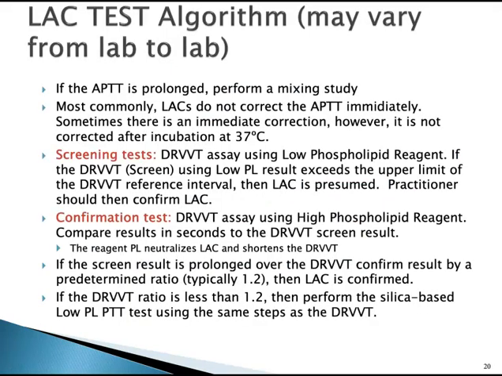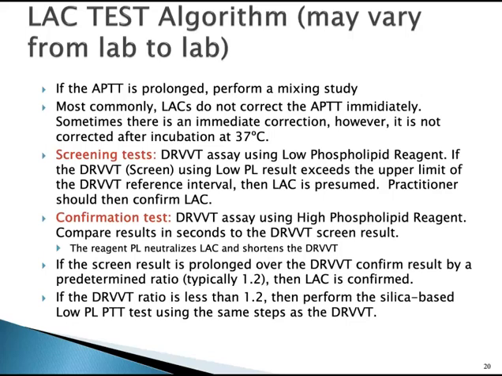So here is the lupus anticoagulant test algorithm, which can vary from lab to lab. So again, if the APTT is prolonged, perform a mixing study. Most commonly, the lupus anticoagulants do not correct the APTT immediately. Sometimes there is an immediate reaction, however, it is not corrected after incubation at 37C. Let's just say a lupus anticoagulant will not correct your sample right away. Then we have to run either the screening test or the confirmation test, okay? So if the doctor suspects that there is a lupus anticoagulant, they will perform the lupus anticoagulant specific testing.